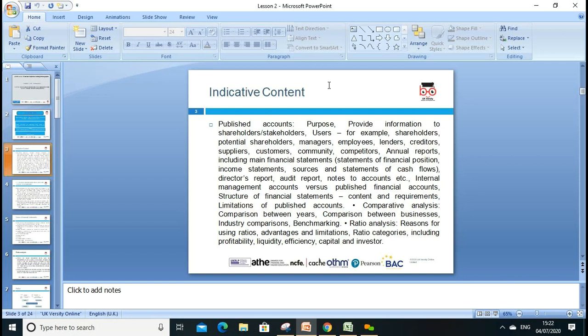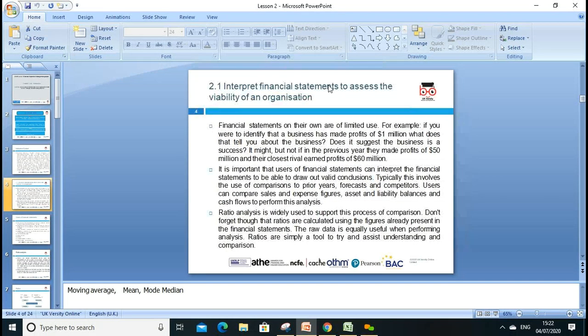Internal management use the management accounts versus the financial accounts, which we discussed last lesson as well. We can look at comparative analysis between two years. We can compare, and we'll discuss the ratios and the industry benchmark, what is meant by these.